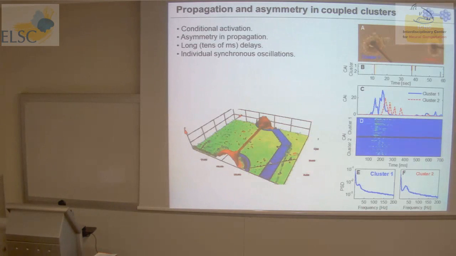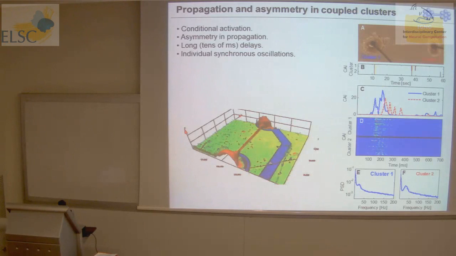Now, if you look at the burst that did propagate, so this is an example of one burst, you can see that cluster 1, the left one, was activated first, and it activated the second cluster. And if you look at those delays, you see that they are several tens of milliseconds, which is a lot. It's on the time scale of the recruitment time of the whole network, both in the isolated clusters and in the uniform networks. So there are long delays.